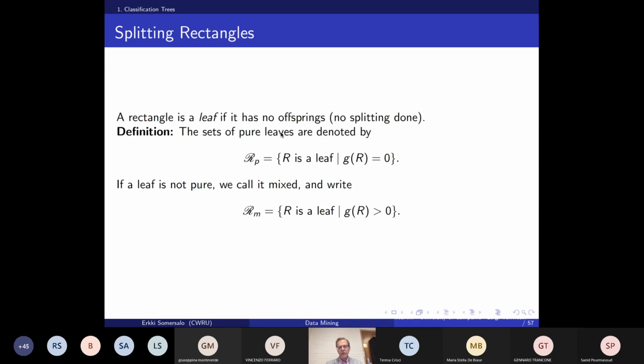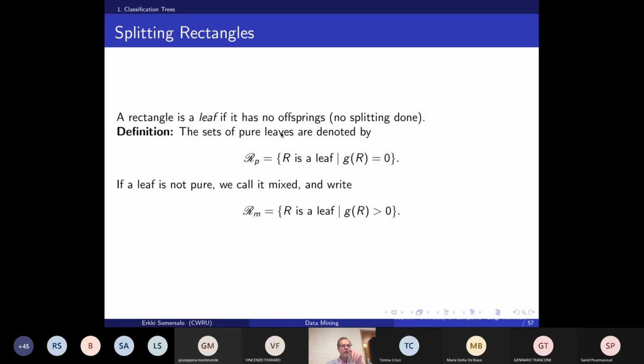And in order to do that, we need to have a criterion for how we split the rectangles. And the idea is that we are trying to split the rectangles in such a way that the impurity is decreasing as much as possible. So that's the optimal strategy. So let's start to look at the algorithmic part. So we define first of all leaves. So leaves are the rectangles that have no children. So if you have a rectangle in the tree and the rectangle is divided in two, we call these new rectangles children of the original rectangle.